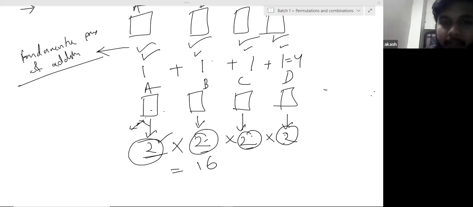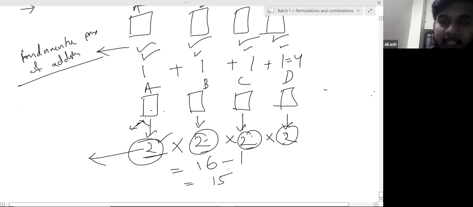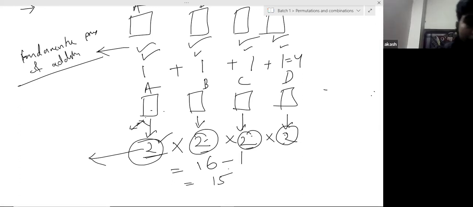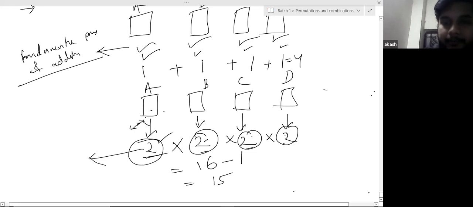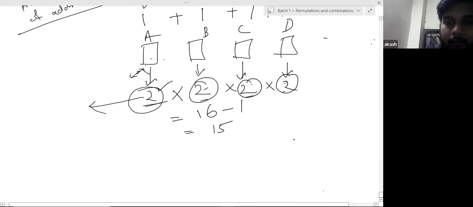All right. So 16 ways to solve this. But the question says, in how many ways can you answer this? But in this question, there is an option where you left all the options blank. So we have to subtract that. So the answer is 16 minus 1, that is 15 ways, right? Because you have to tick at least one of them. You cannot leave all of them blank. Is it clear? Okay.